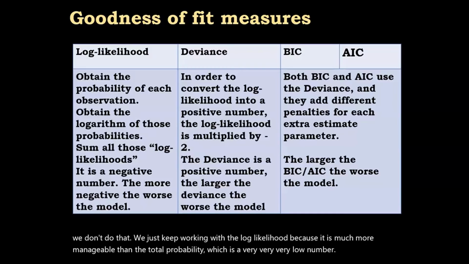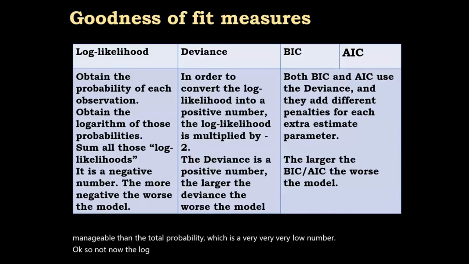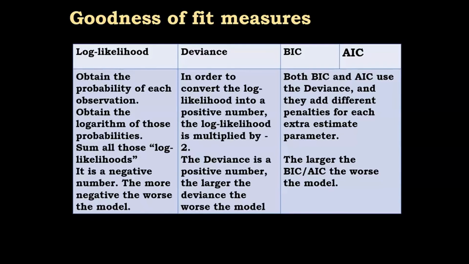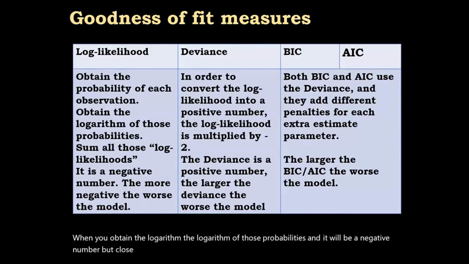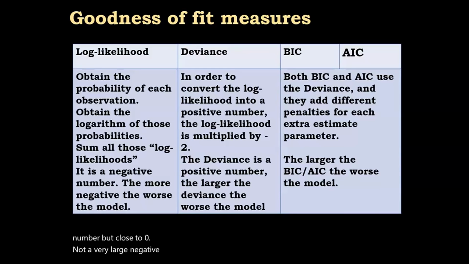Okay, so now the log likelihood is a negative number, and the more negative the number, the worse the model. Think about it this way. If your probabilities are very high, when you obtain the logarithm of those probabilities, it will be a negative number, but close to 0, not a very large negative number. So the more negative the number is, the less probable the observations are.